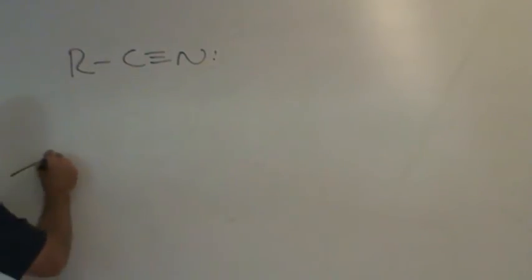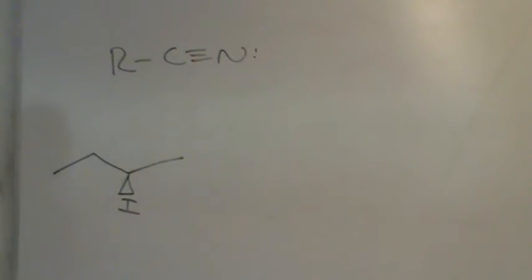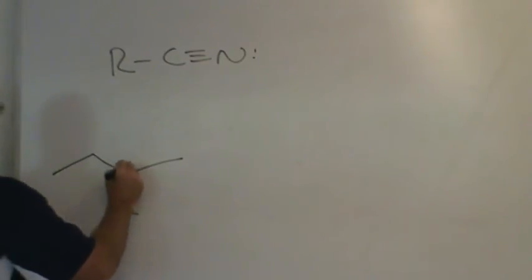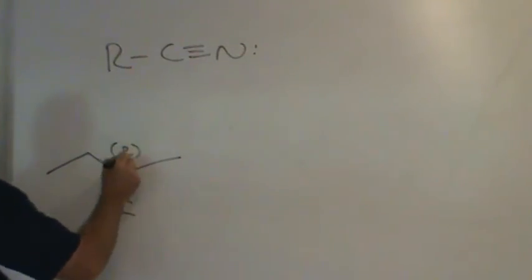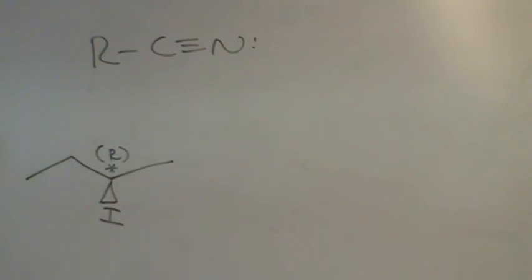Well, before I show you the chemistry of the nitriles, let me make sure we understand how to make them. This goes all the way back into Organic Chemistry 1. For example, if we had a species like this, this would be a 2-iodobutane. In this particular case, there's a stereogenic center, which happens to be R. So this would be R-2-iodobutane.